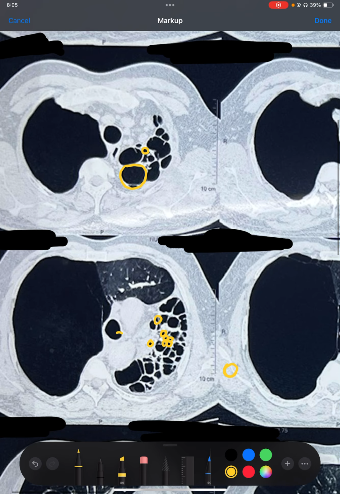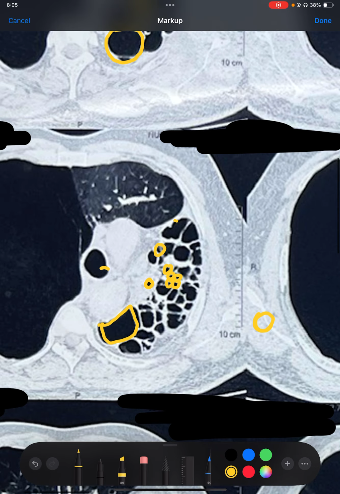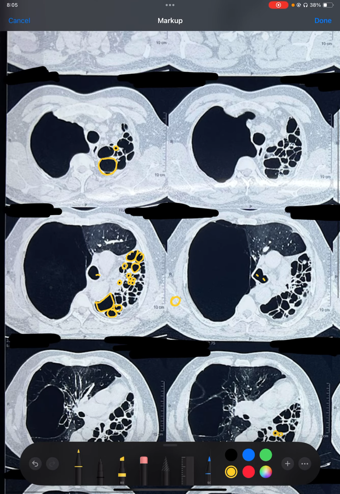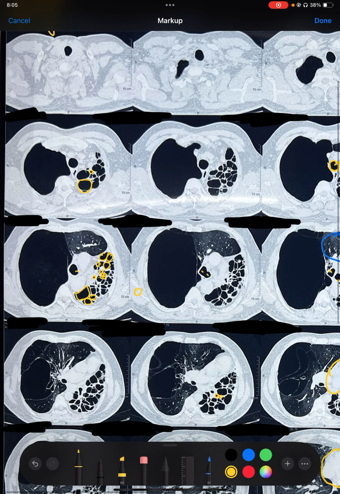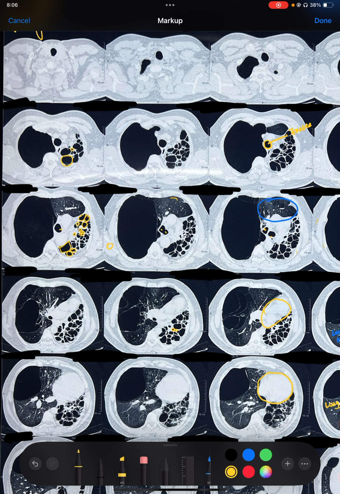So bronchiectatic lesions will be smaller in size, whereas cystic lesions will vary in size. So this size, this size, this size, and these sizes are totally different. So this is a cystic lesion along with cystic bronchiectatic lesions also. This is the normal lung.